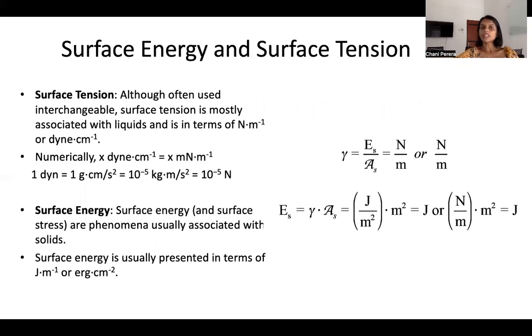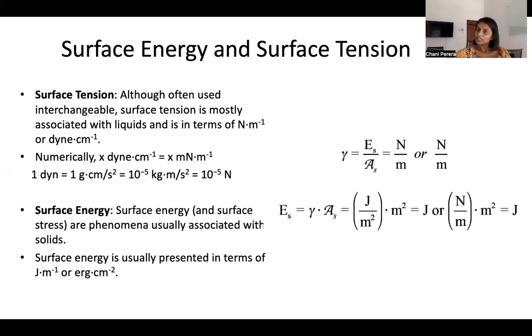So there are two terms, surface tension and surface energy. Surface tension, although it's often used, we mostly use with liquids. In terms of the SI units, that is Newton per meter. Or another famous one is dyne per centimeter. Dyne comes with the CGS system, the centimeter, gram, second unit system. So one dyne is equivalent to 10 to the power minus 5 Newton.